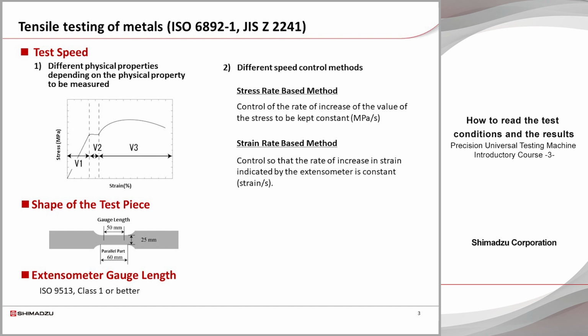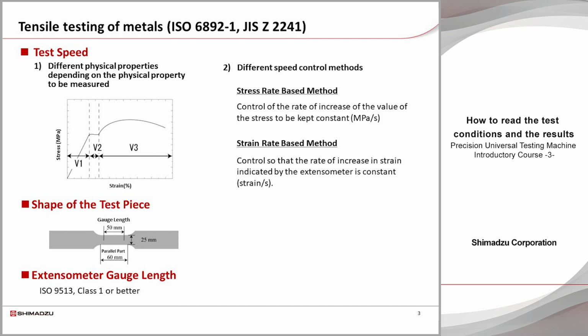Here, an example of tensile testing of metal according to JIS Z 2241, which is based on ISO 6892-1, is presented. Standards describe the test conditions for the material to be measured. Let's take a look at the conditions described in JIS Z 2241.